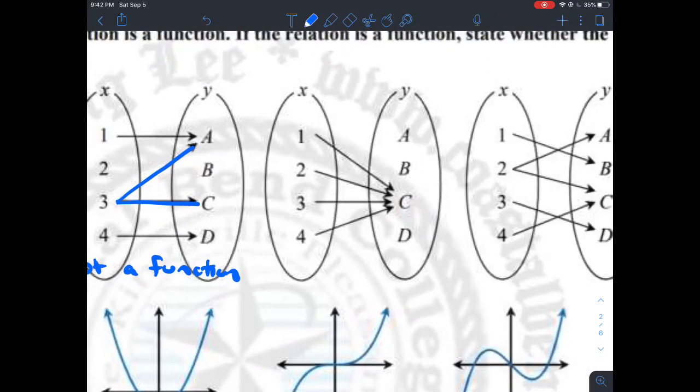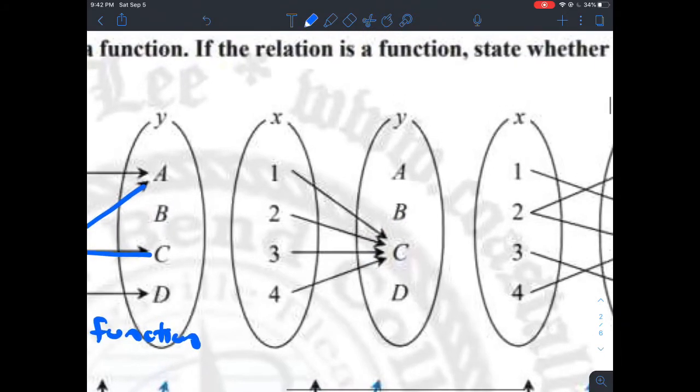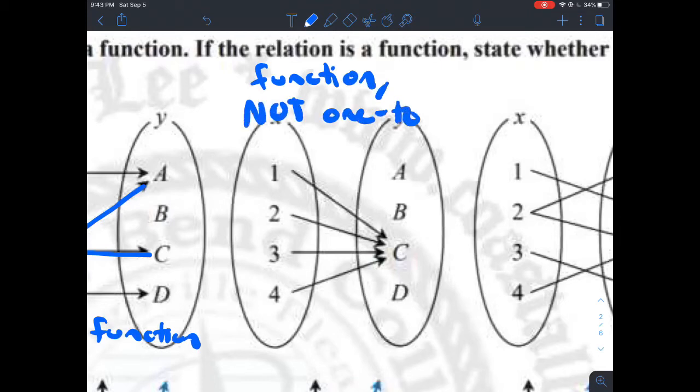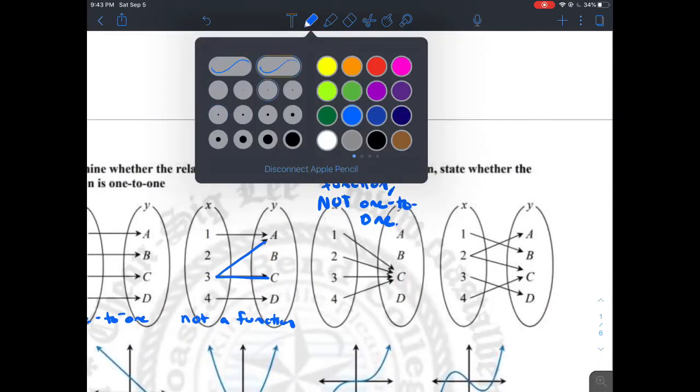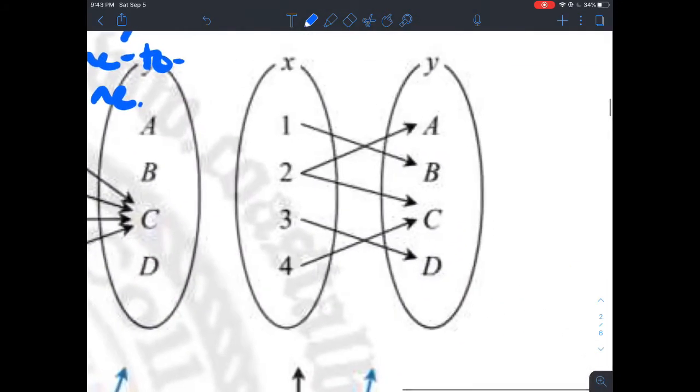All right? If we look at this next one, none of the x values repeat. So it is a function. Then we have to say, okay, is it a one-to-one function? Well, clearly, this y value repeats. It repeats 4 times right there. So you would say it's a function, not 1, 2, 1. Make this thinner.